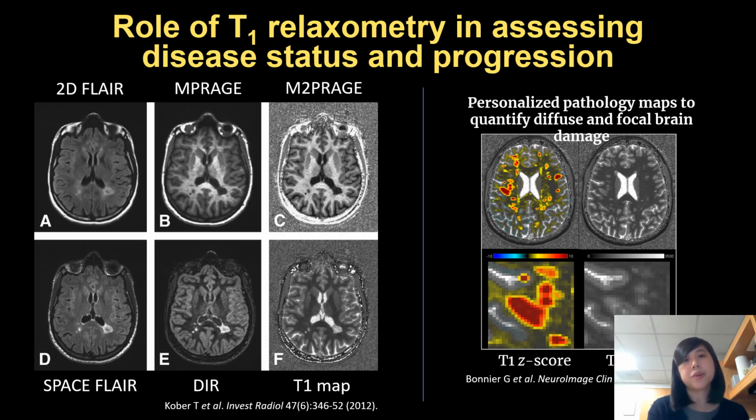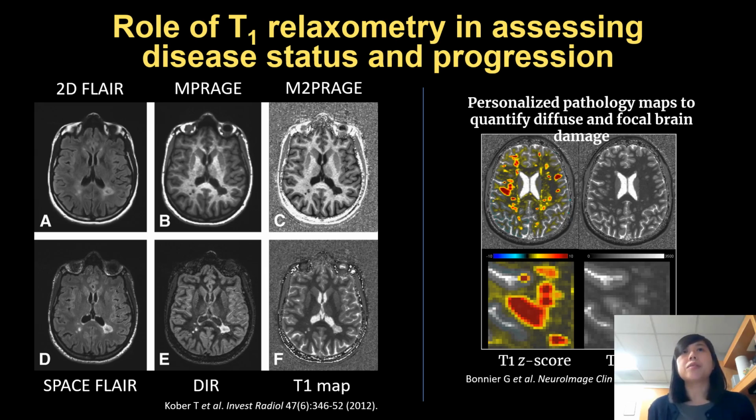I'll begin by discussing the role of T1 relaxometry in assessing disease status and progression. So on the panel here on the left, I'm showing representative clinical contrasts that we typically use to detect lesions and tissue loss over time in diagnostic imaging. So FLAIR, 2D FLAIR, and the 3D SPACE FLAIR images are very helpful for identifying white matter lesions. Cortical volume can be assessed very well through T1 weighted imaging, such as the MP-RAGE sequence. And more recently, this double inversion recovery sequence allows us to highlight both lesions in the white matter as well as in the gray matter.